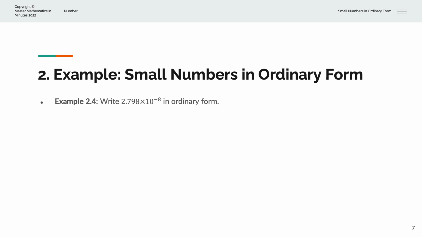In the fourth example, we're asked to write 2.798 times 10 to the power of minus 8 in ordinary form. So, with 2.798 times 10 to the power of minus 8 as equals to 0.00000002798. So, if the decimal is between the digits 2 and 7, multiplying by 10 to the power of minus 8 is where we move the decimal to left by 8 digits. So, we have 1 and 7 zeros, giving the number as required.